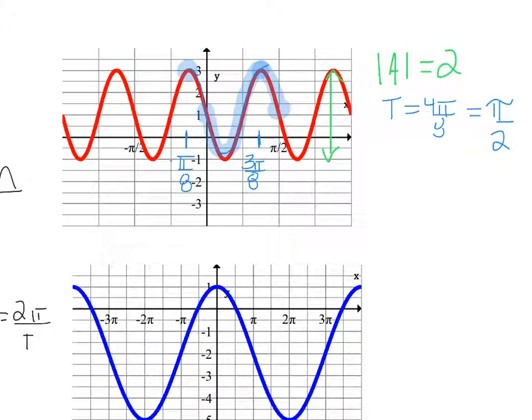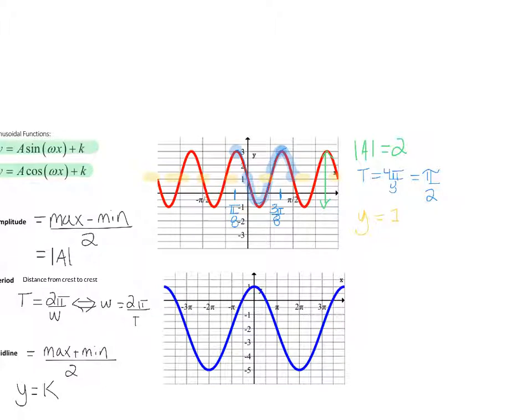And then the last thing is the midline. So the midline is this line that splits the function right down the middle horizontally. And so that midline is y equals 1. That's your k value. We could actually put all of this together to figure out that the equation for this is actually y equals, it's going to be negative 2 sine, I need to know what the omega is, so it's going to be omega x plus 1.